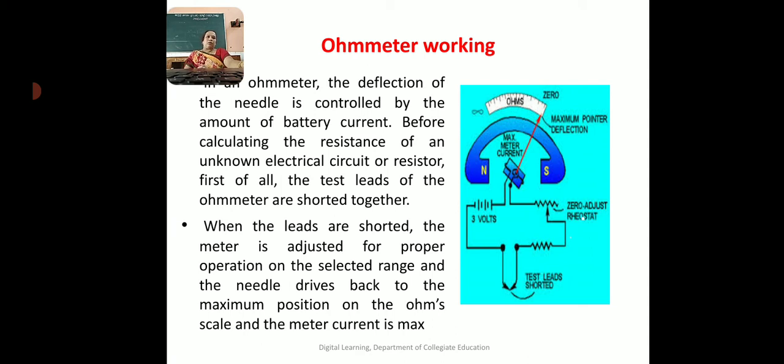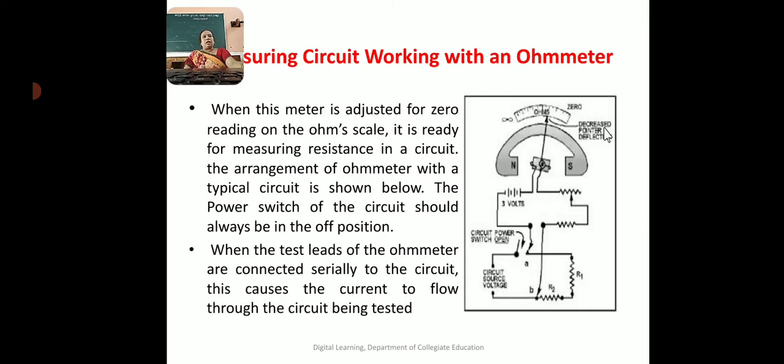After using an ohmmeter, the test leads should be removed. If the test leads remain connected to the ohmmeter, then the battery of the meter gets discharged. When the rheostat is adjusted properly with the test leads shorted, the needle of the meter comes to the zero position, indicating zero resistance between the test leads. Measuring circuit working with an ohmmeter.